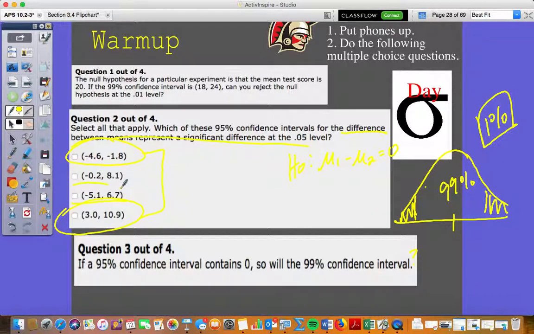Will it contain it at 95? Possibly. Possibly, it just depends, right? Depends on where it lands, and we'd have to have more information, okay? Good. Questions on this? Y'all get the combination, the back and forth between it?